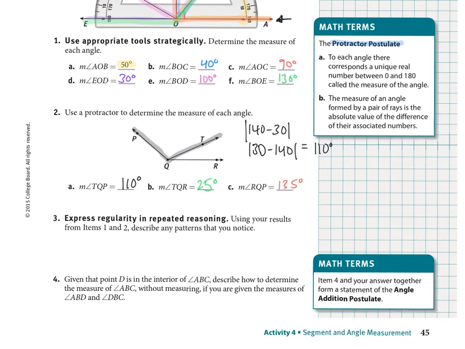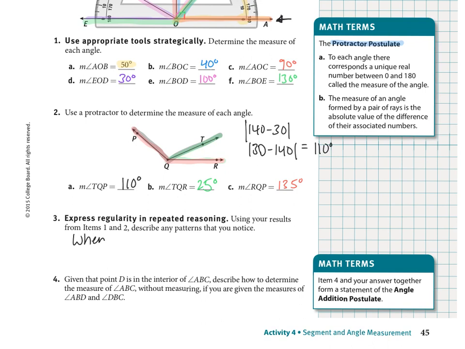Let's go ahead and look at number 3. It says, using your results from items 1 and 2, describe any patterns you notice. Well, from above, we can see that when we add the measures of 2 smaller angles, we end up getting the angle measure of the bigger angle. Looking at the problem we just had, we got 110 degrees for angle TQP. We have angle TQR, and that was 25 degrees. Together, we found the measure of angle RQP. The whole piece was 25 plus 110. We can see the same thing in number 1 as well.